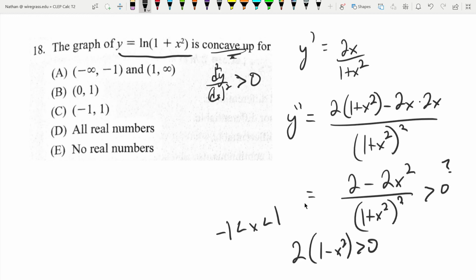If it's greater than 1, you're going to get 1 minus, like 2, for instance. 1 minus 2 squared is 1 minus 4. That's going to be negative. Or if it's less than -1, so -2, for instance, 1 minus (-2) squared is 1 minus 4, which is also going to make this thing negative. So you have to be between these two bounds, and that is C.